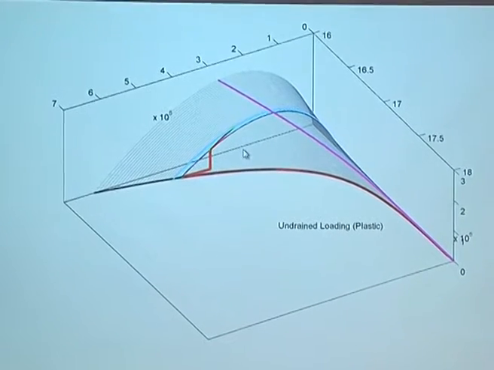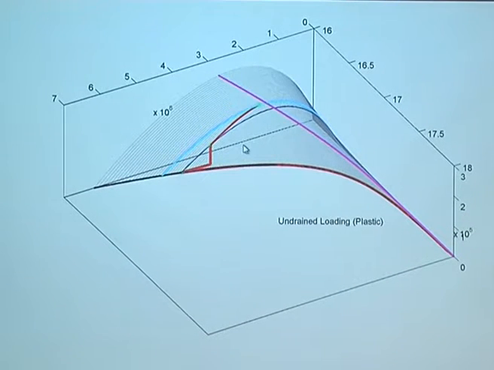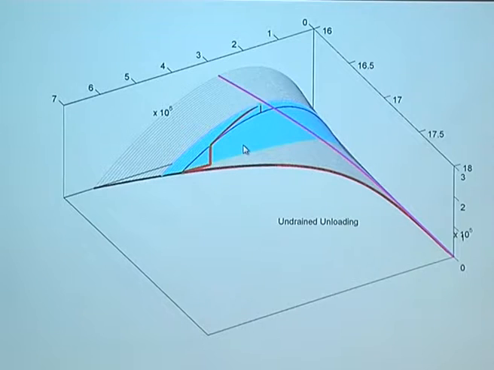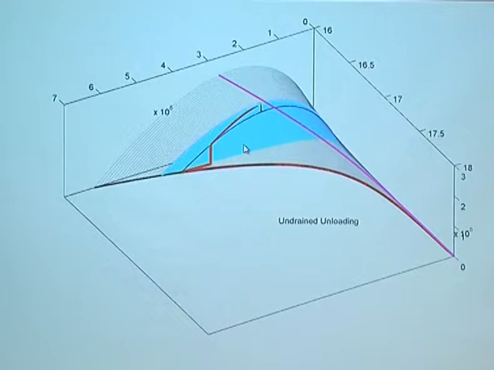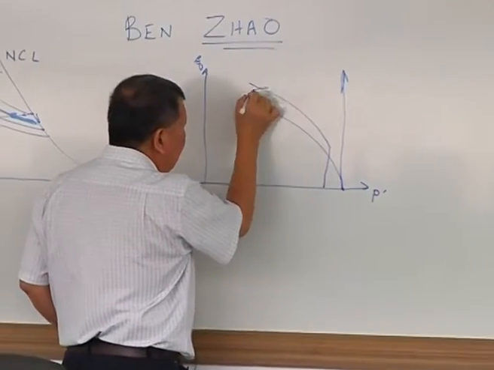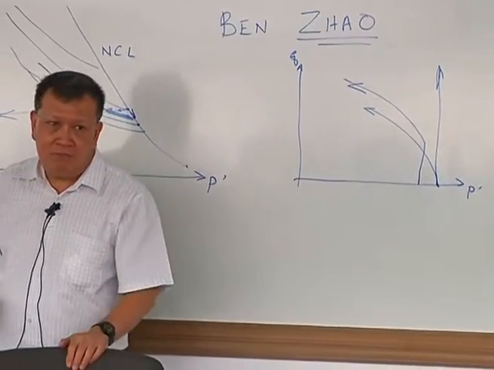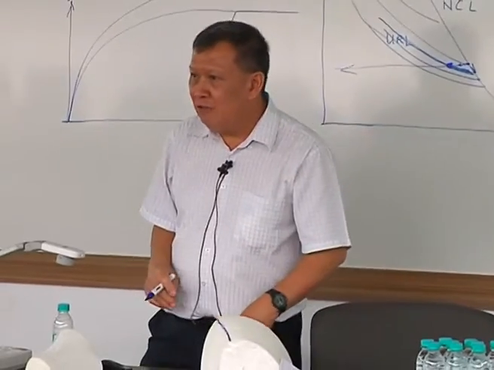Is that a kind of trend you have on your stress path? As you turn around and reach towards the critical state line, the line starts to turn back. So if you plot your stress path, it will look something like that. Up and then come up this way. Is that how your stress path looks like? So that's basically how you explain it.